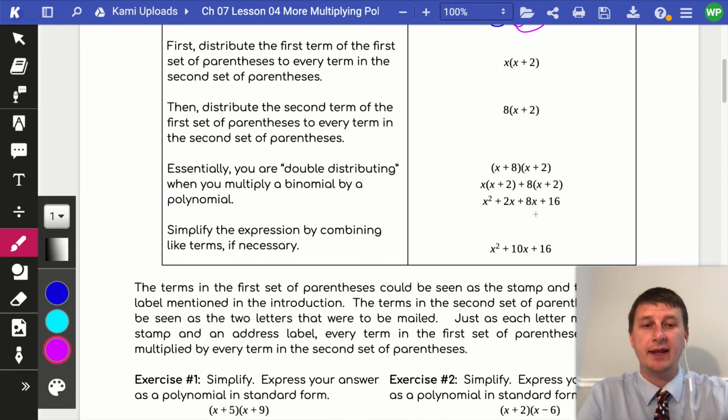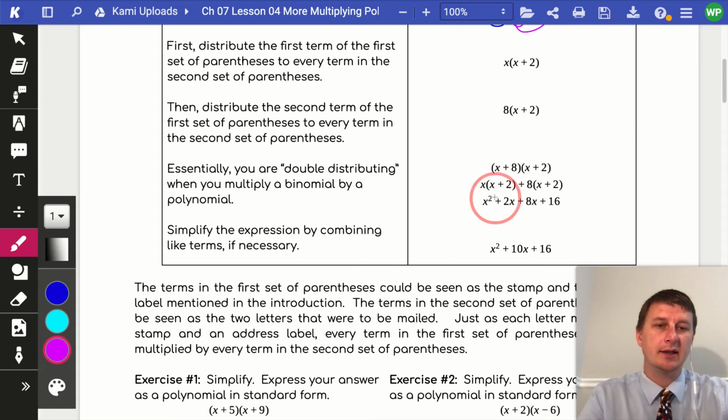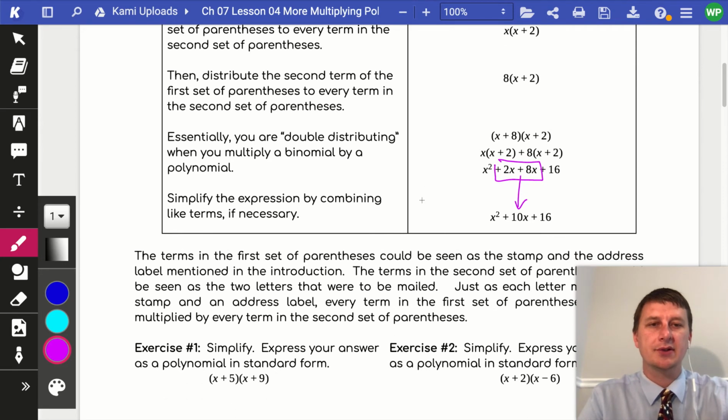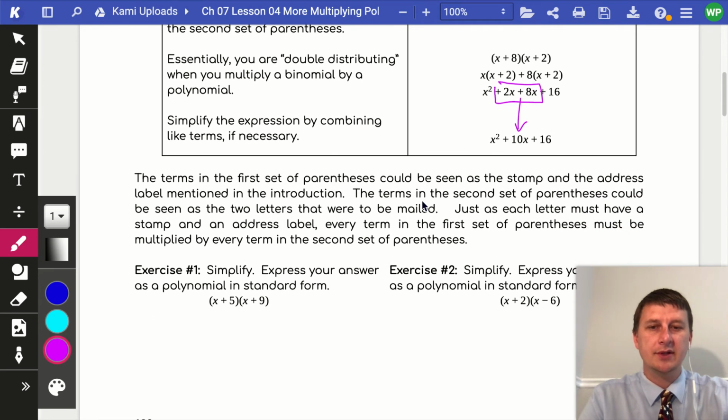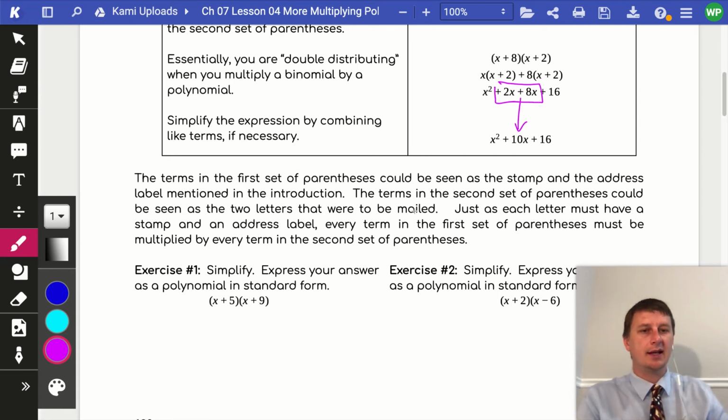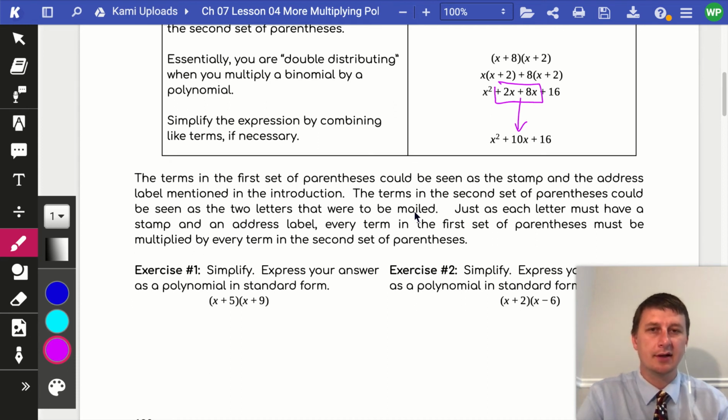And we'll simplify that expression if we can combine any like terms, which in this case we can combine the 2x and the 8x to get 10x. We'll get to more of these in exercise number 1. But for now, the terms in the first set of parentheses could be seen as the stamp and the address label mentioned in the introduction. The terms in the second set of parentheses could be seen as the 2 letters that were to be mailed. Just as each letter must have a stamp and an address label, every term in the first set of parentheses must be multiplied by every term in the second set.